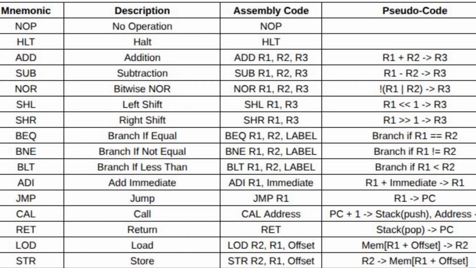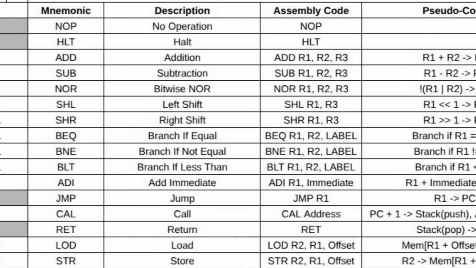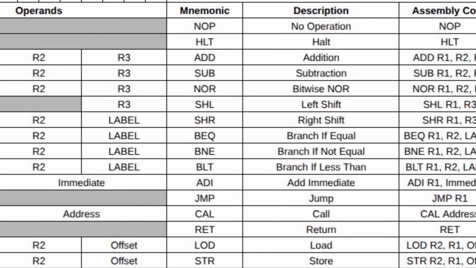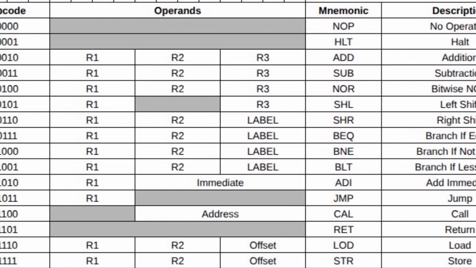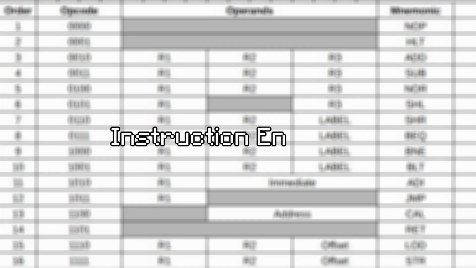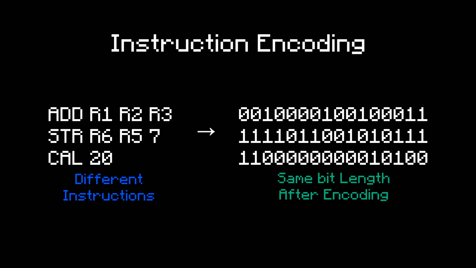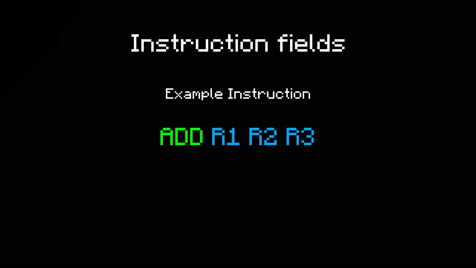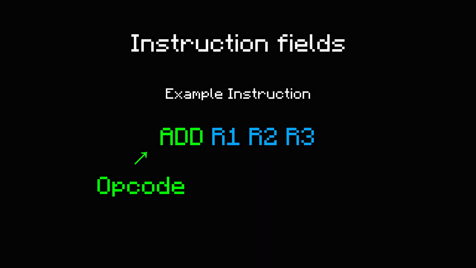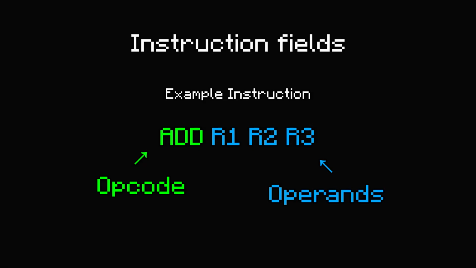Now that we have our list of operations, we need to define how to encode these operations into binary so that the computer can understand them. This is called instruction encoding. We can use a fixed length instruction format where each instruction is the same length in bits. An instruction can be divided into different fields, such as the opcode field, which specifies the operation to be performed, and the operand fields, which specify the data to be used in the operation.